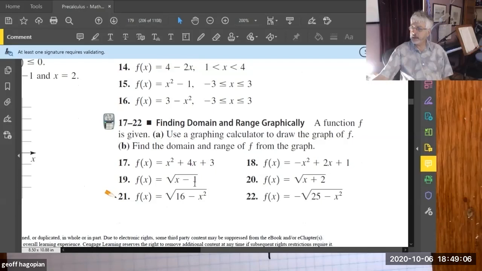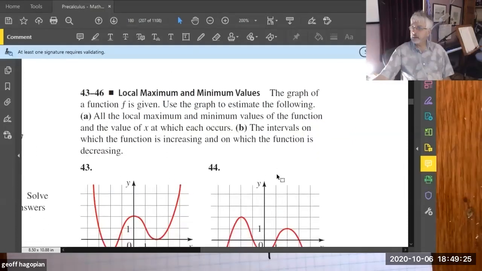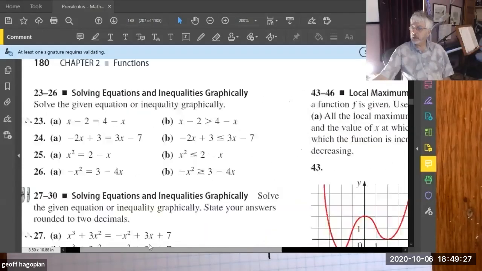Square root of x minus 1, you don't really need a graph to find the domain here. You just write the inequality x minus 1 must be non-negative, right? So greater than or equal to 0, which means x must be greater than or equal to 1. Here, x must be greater than or equal to -2, right? Okay, I'm going on to the next page of problems.